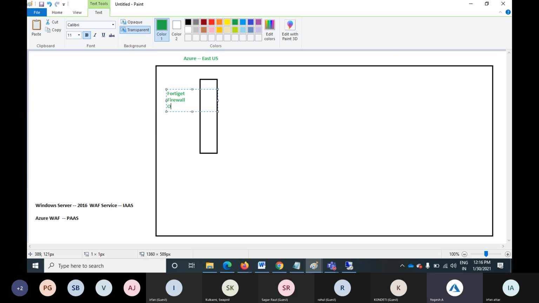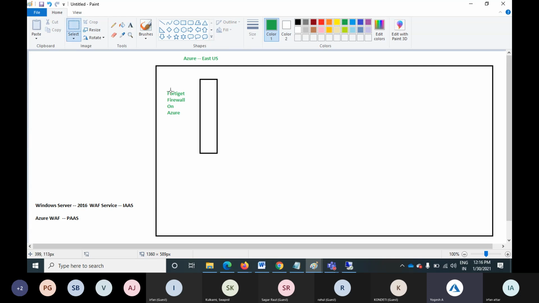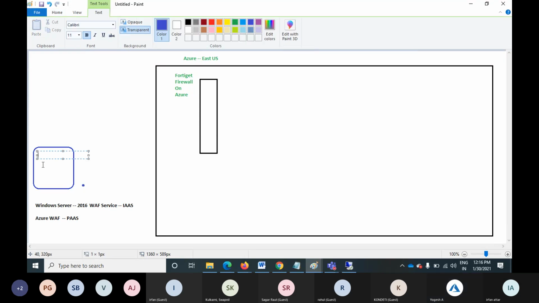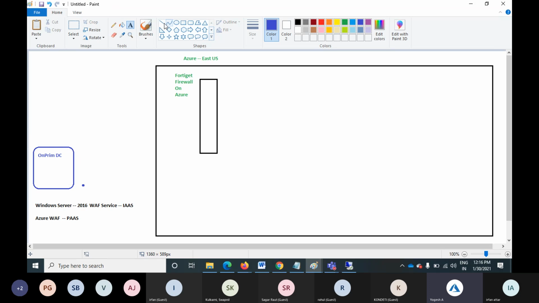Last week we discussed how to deploy, how to design, and how it works. So this is the FortiGate firewall, which is responsible for incoming traffic coming from the internet and on-premises as well. This is your on-premises data center, and your on-prem data center also has one FortiGate firewall.